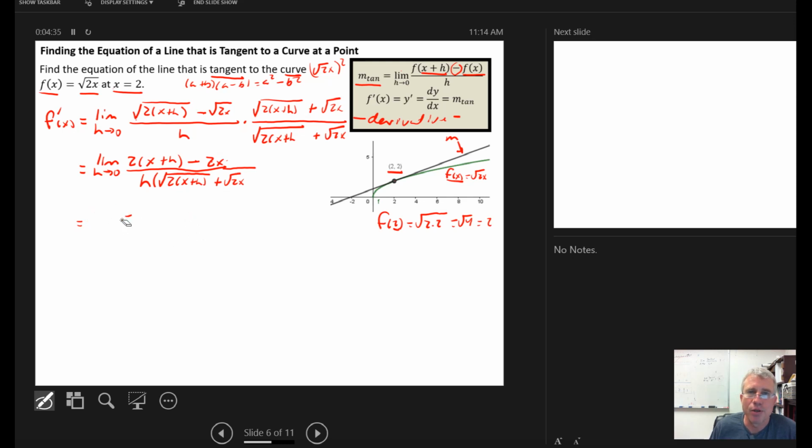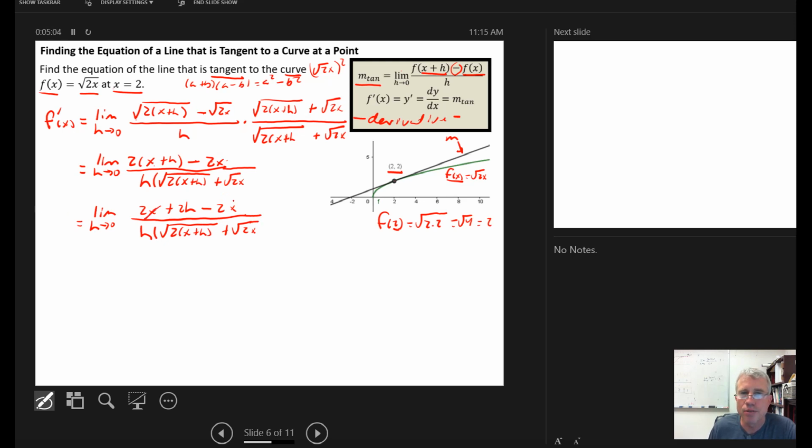I didn't put my limit notation down. I still have to say the limit as h goes to 0 until I find the limit. I have to keep saying it. So 2 times x by distribution plus 2 times h by distribution minus 2x is going to be all over h times the square root of 2 times x plus h plus the square root of 2 times x. Pull my fraction bar out and my radical sign over the entire thing.